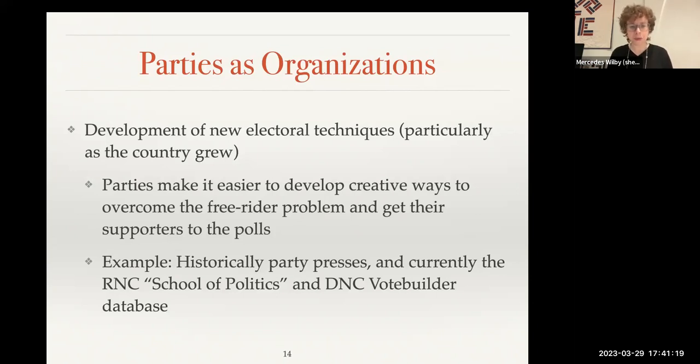The party organizations are the official part of the party, the Democratic National Committee, the Republican National Committee, right? These official organizations help organize the party. They typically come out in full force at election time. They exist all the time, but their main function is during elections. They help develop new electoral techniques, like currently we've seen the Republican School of Politics and the Democratic Vote Builder database.